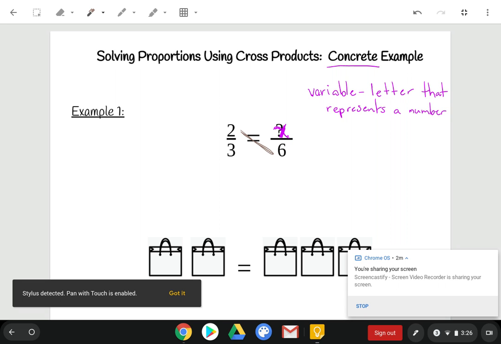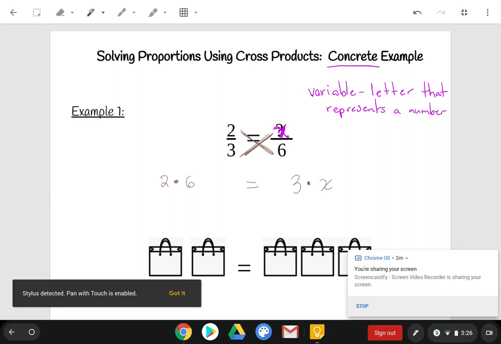Notice I'm multiplying 2 times 6. That dot means multiplication. There are different symbols for multiplication. And on the other side, I am going to draw the other side of my cross. Notice it goes from 3 to x. So that is 3 times x. And again, that dot just indicates multiplication.